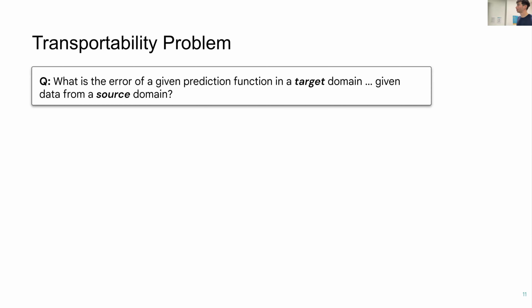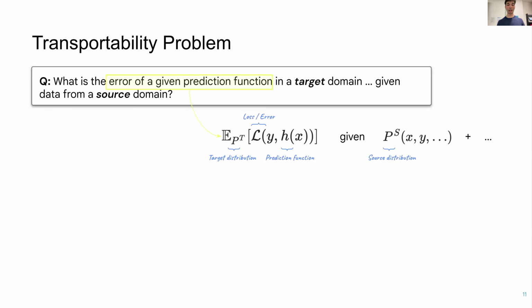The setting for a lot of this work is a particular transportability problem, if you like, which is just a way of saying transfer learning with some data and structural assumptions about the commonalities between two domains. And the question I'll focus on in this first part is really to try to understand what's the error of a given prediction function in some target domain, given that you have data from a source domain, right?